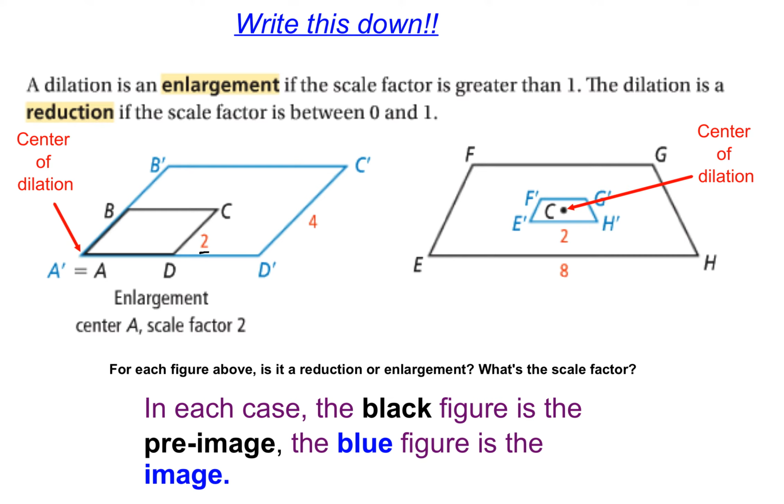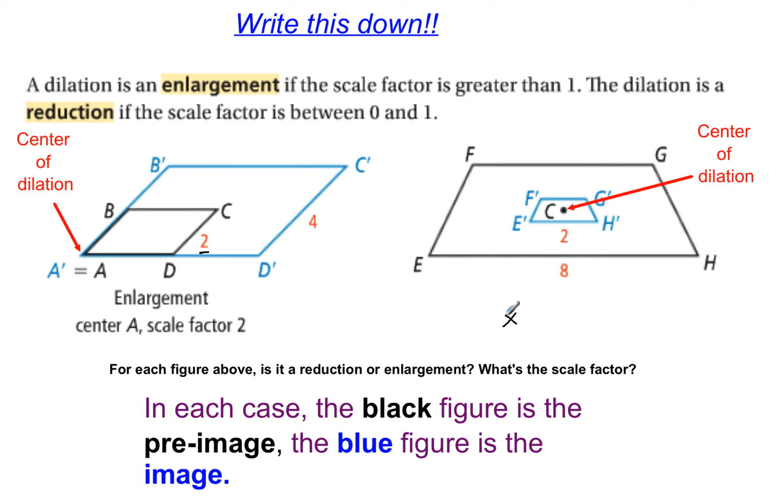How about the second case? Okay, so here what I have is the original side EH is 8, and the dilated side is E prime H prime. Now clearly I am reducing this, so it's definitely a reduction. No question about that. I'm going from EH, which is 8, to E prime H prime, which is 2. What is the center of dilation? Well, that's C. What is the scale factor? Well, again, I don't know what my scale factor is, so I'm going to call it X.